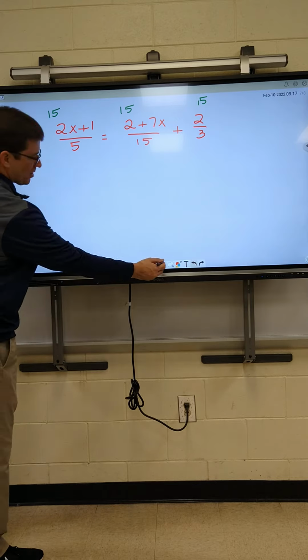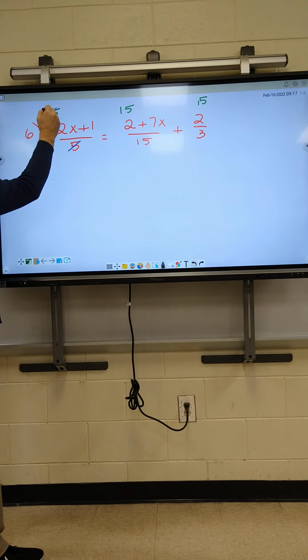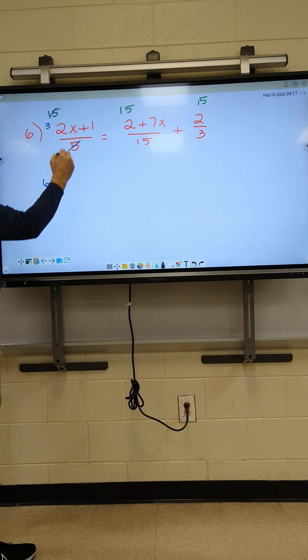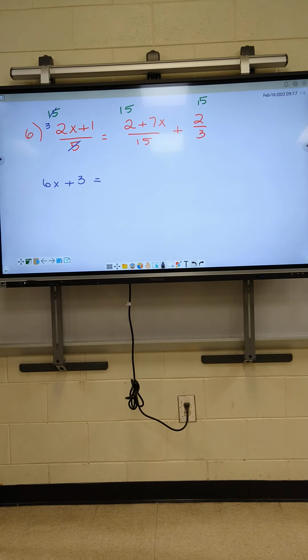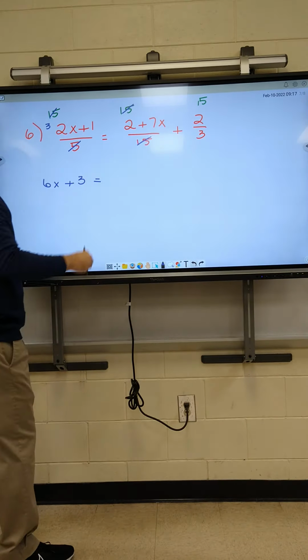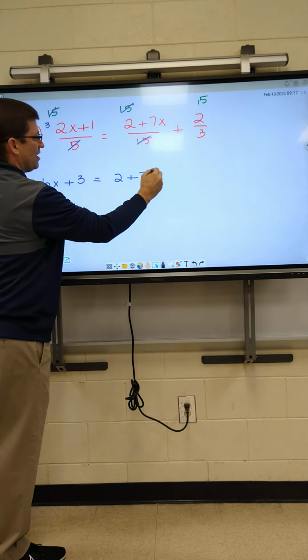Let's see how far y'all got. All right, 5 goes into 15 3 times, right? Now distribute. 3 times 2 is 6x. 3 times 1 is plus 3. Anybody got a question on that first fraction? All right, second fraction. What happens when 15 cancels out 15? You just bring down what's there. 2 plus 7x, just bring it down.